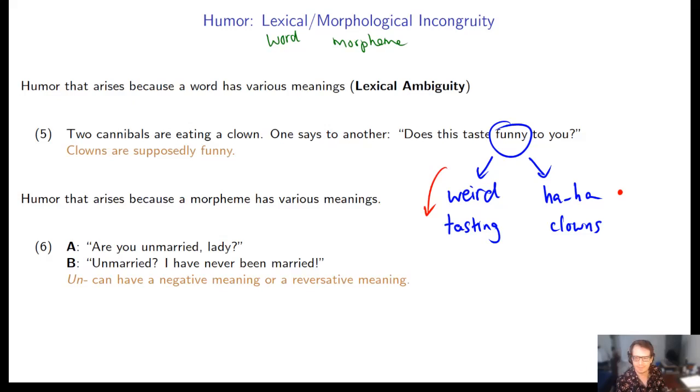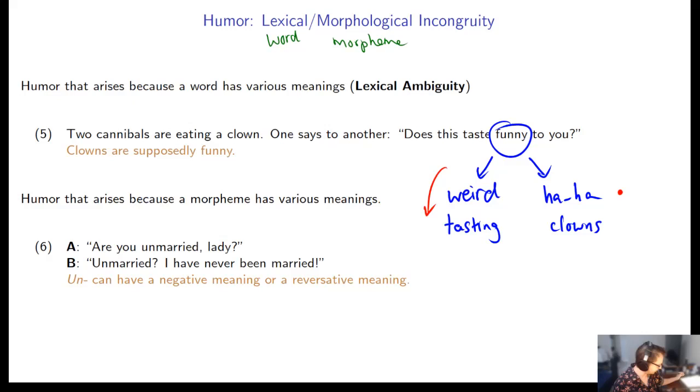So that's an example of a word, but we can do these with morphemes too. This is one that I didn't even understand the first time I saw it. I had to actually look this up because I was so unaware of this. So person A and person B are talking. Person A says, "Are you unmarried, lady?" And B says, "Unmarried? I've never been married."